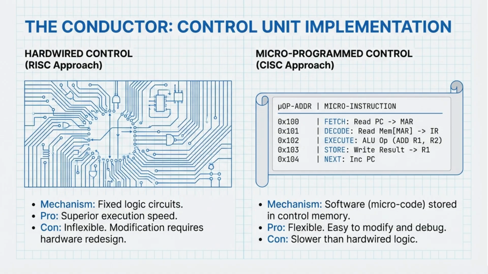The second approach is microprogram control. Here, control signals are generated using micro-instructions stored in control memory. This makes the design more flexible and easier to modify or debug. For this reason, microprogrammed control is typically associated with CISC architectures. The trade-off is slightly slower execution compared to hardwired control. In summary, hardwired control prioritizes speed, while microprogrammed control prioritizes flexibility.